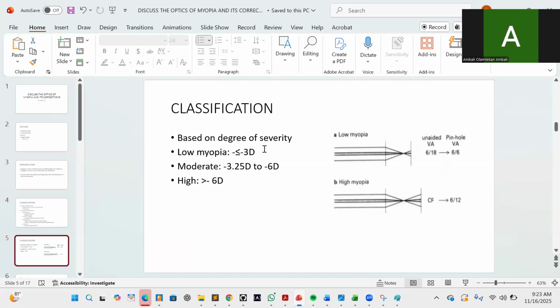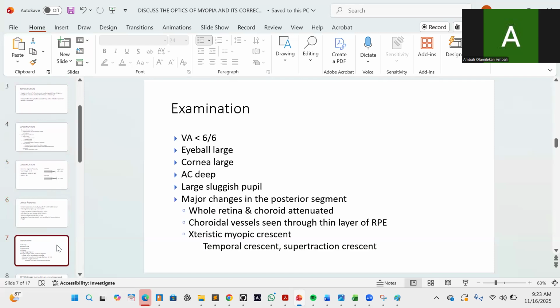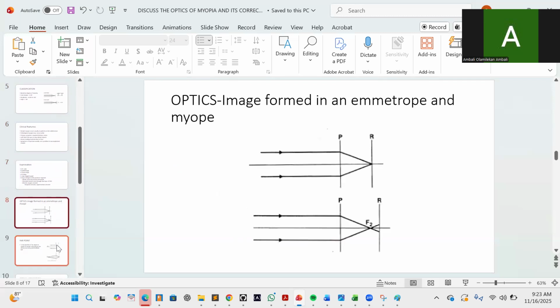Also, we classify based on the degree of severity. These are the things you memorize before you get to the optics: low, moderate, and high. The low is less than or equal to -3. The moderate is -3.5 to -6. And the high is -6. Usually pathologic myopia is -6 and above with pathological features. Of course you talk about the clinical features, which you can read up, and then the management. So let's move to the optics.